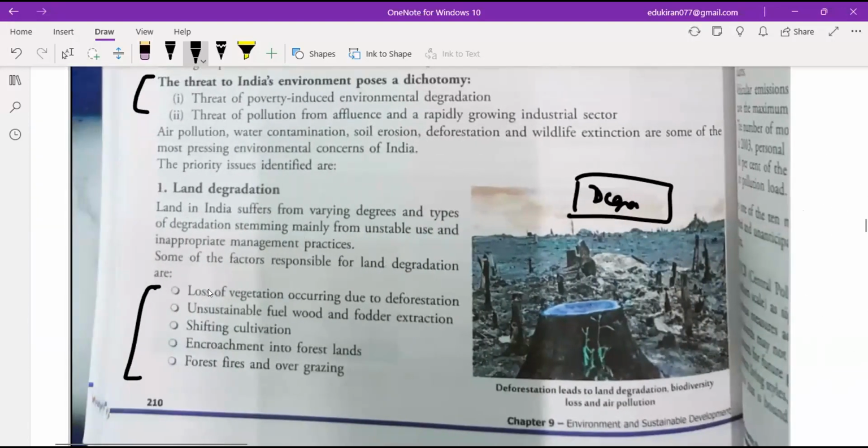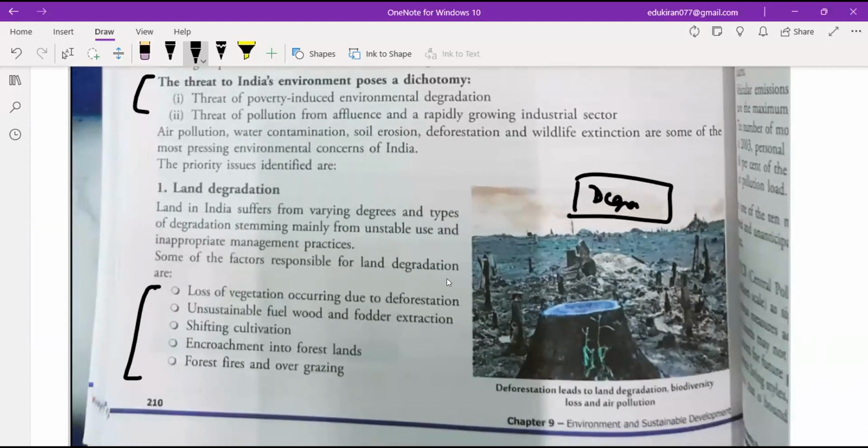So, first is loss of vegetation occurring during deforestation, unsustainable fuel wood and fodder extraction. What people are doing basically is, just for the fuel, they burn the tree wood and then cook food or do something. So they are using this wood as a fuel as well. That's why it leads to land degradation.